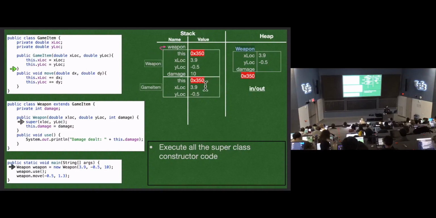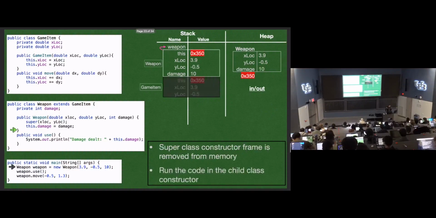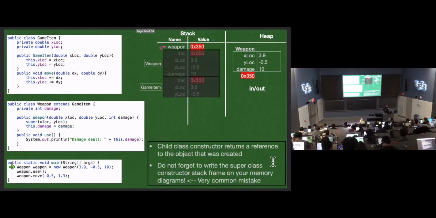So for this example, it's not too much. this.xlock, assign it. this.ylock, assign it. The values from the stack frame. The super constructor ends, returns. It doesn't return anything. It just modifies the reference it's given, has side effects. And then run the code from the regular constructor, this.damage equals damage. And that constructor returns, and we get 0x350 in the main method, stored in weapon.